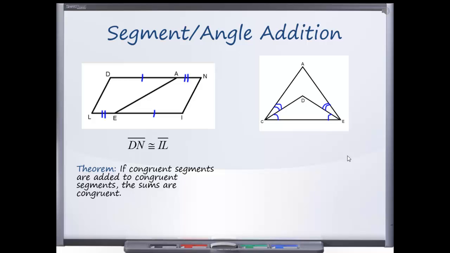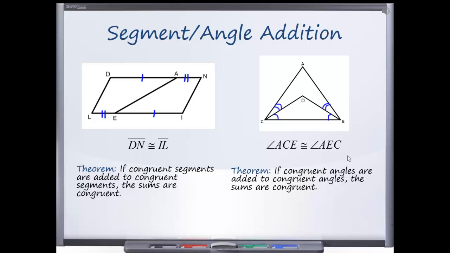And we have a similar one for angles. So if we have two pairs of congruent angles and we add them together, we will get another two congruent angles. So if congruent angles are added to congruent angles, their sums are also congruent. So far this has been pretty logical.